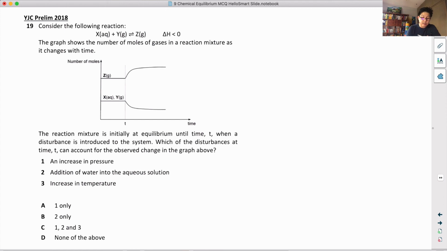Okay, so over here, based on this, there's aqueous and gas. So I'm going to use Kp. All right, Kp is equals to partial pressure of Z over partial pressure of Y. They say which of the disturbance at time t can account for the observed change in the graph above. So an increase in pressure. When there's increase in pressure, since both sides has equal number of moles of gas, equilibrium will not shift. But this shows a shift, right? Which means this is wrong. Because with increase in pressure, there is no shift in position of equilibrium.